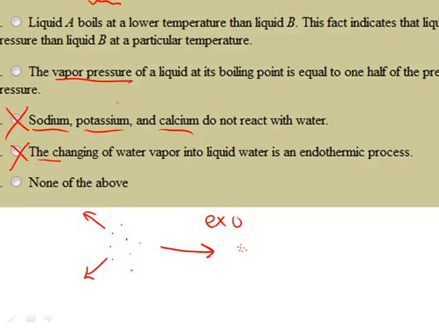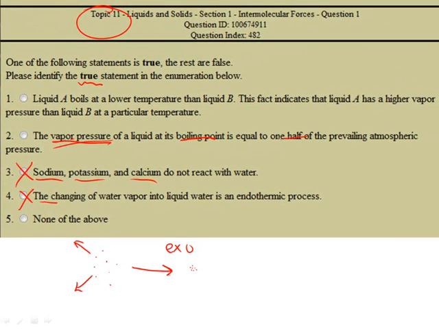Here's this term, vapor pressure of a liquid at its boiling point is equal to half the prevailing atmospheric pressure. Now, actually, at the boiling point, these things are equal. The vapor pressure at the boiling point is equal to the prevailing atmospheric pressure. That's the definition of the process of boiling, and we'll get to that a little bit later in this unit, hopefully.